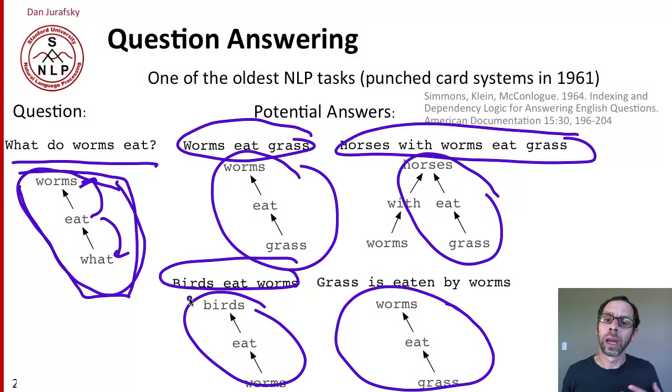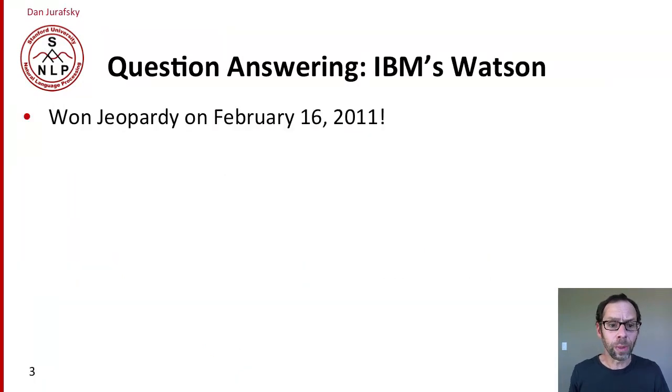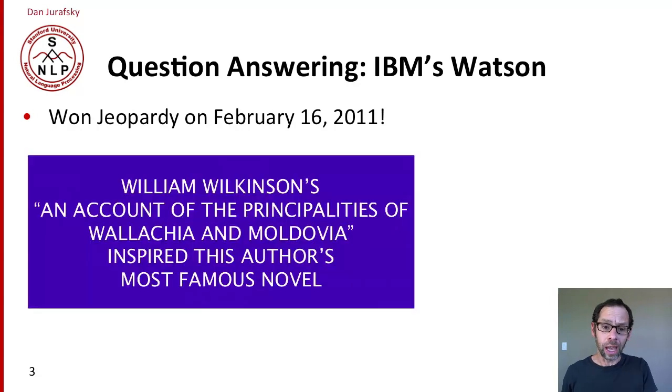So the idea of answering a question by finding a sentence that looks like the question but answers it is an old intuition that we're going to see underlies many modern systems as well. You may know that last year IBM's Watson won the Jeopardy challenge, answering questions about, for example, this Bram Stoker novel that was inspired by William Wilkinson's book. So the novel, of course, was Dracula, and the author was Bram Stoker.